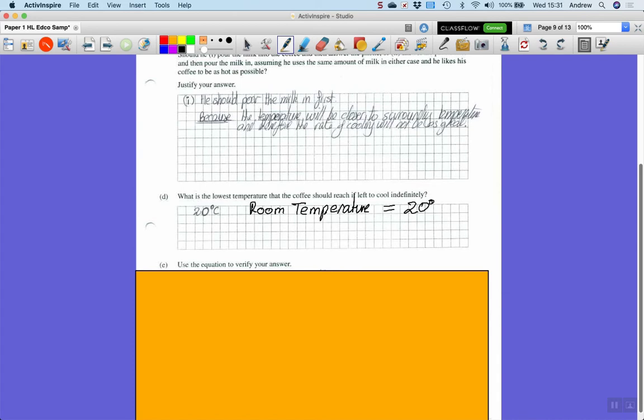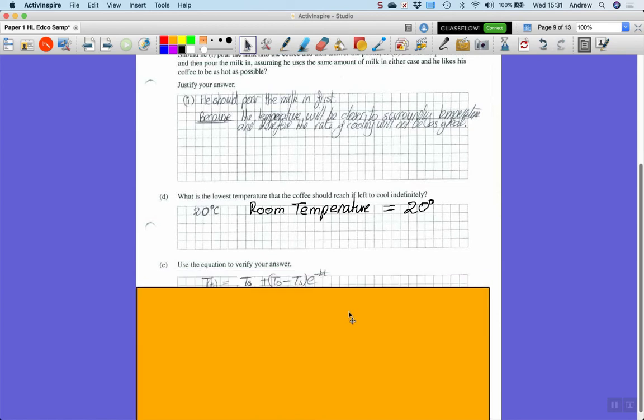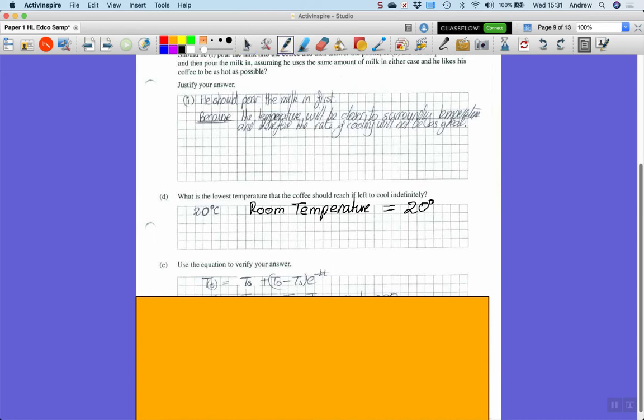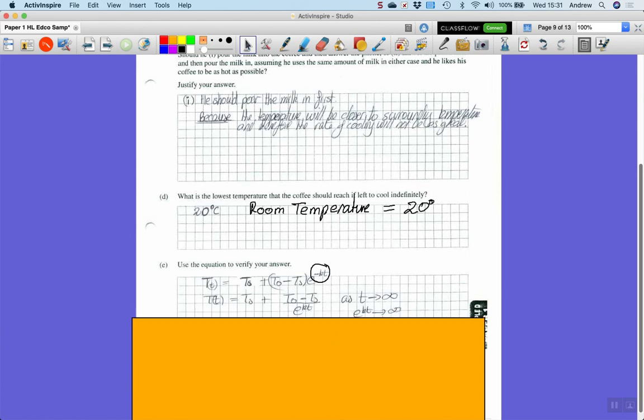Some of you are then stuck on 8E. It says use the equation to verify your answer. First of all, that equation is given on the very front page. Now, this is a negative power. So how do we convert a negative power? It ends up on the bottom of a fraction. So that's why it goes down to here.